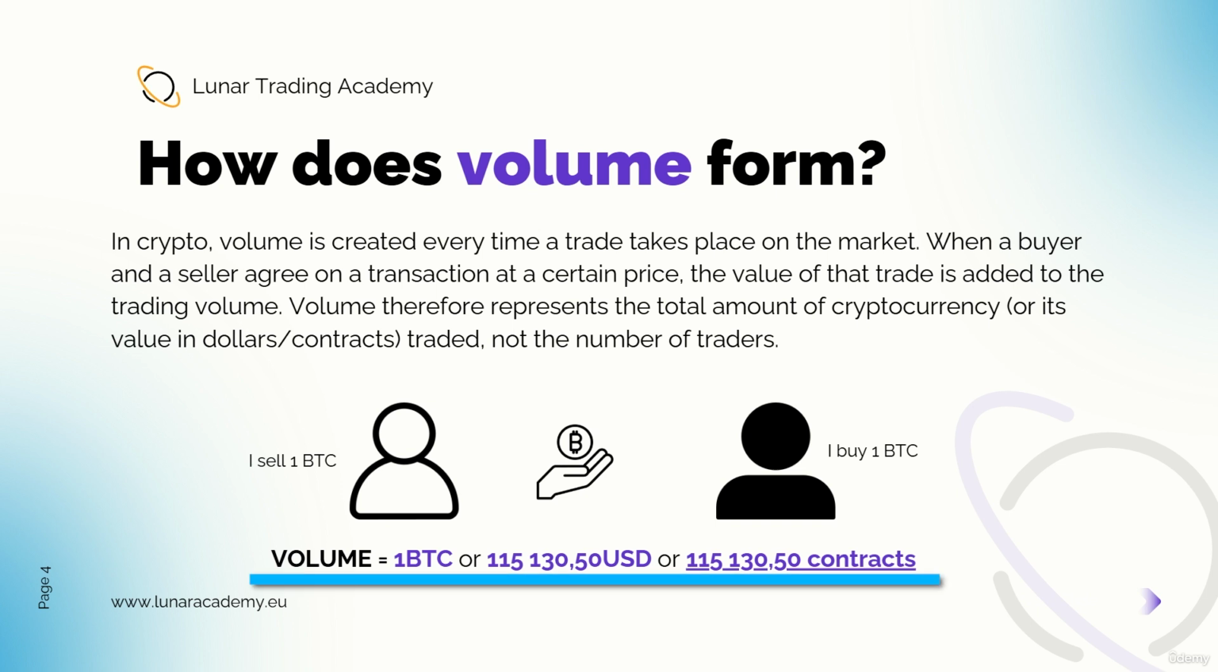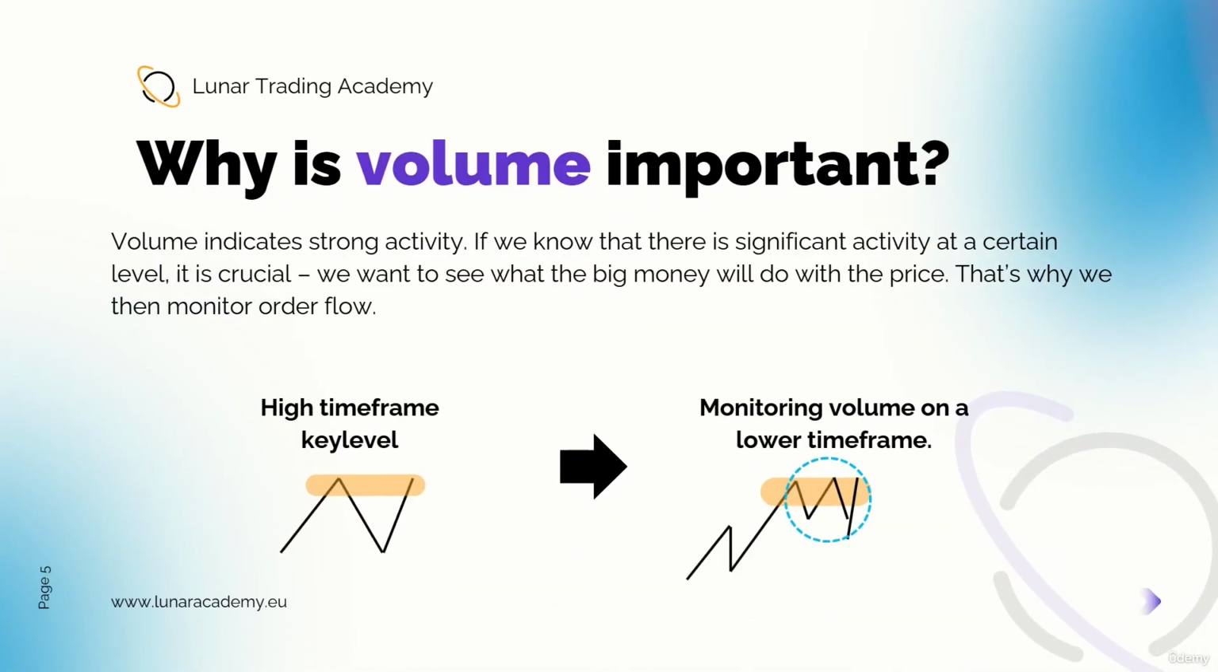Below, you can see that I listed 3 different ways volume can be displayed. In Bitcoin, in BTC, in dollars, or in contracts. Since we will be trading Bitcoin futures contracts, volume will be displayed in contracts. The value of 1 Bitcoin at the time of this video is $115,130, and the size of 1 USD margined contract is $1. So if 1 BTC is sold or bought, the volume will be 115,130 contracts.